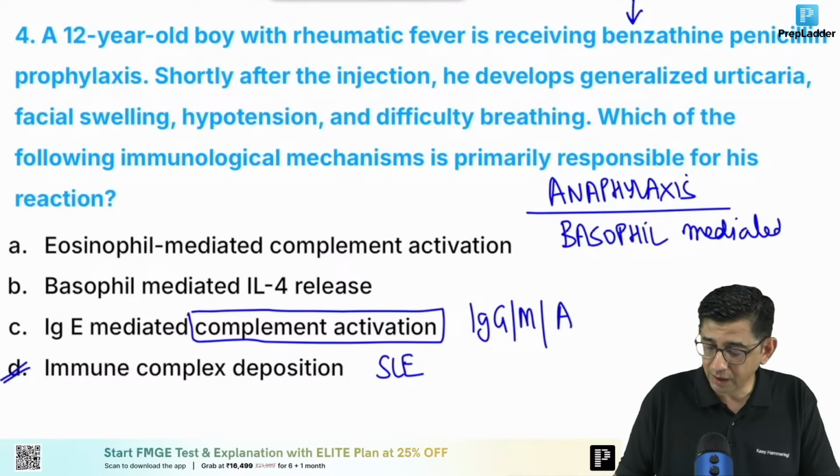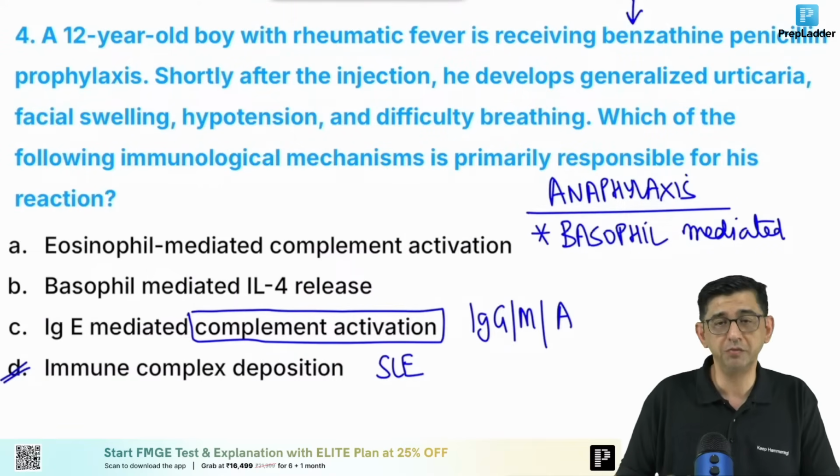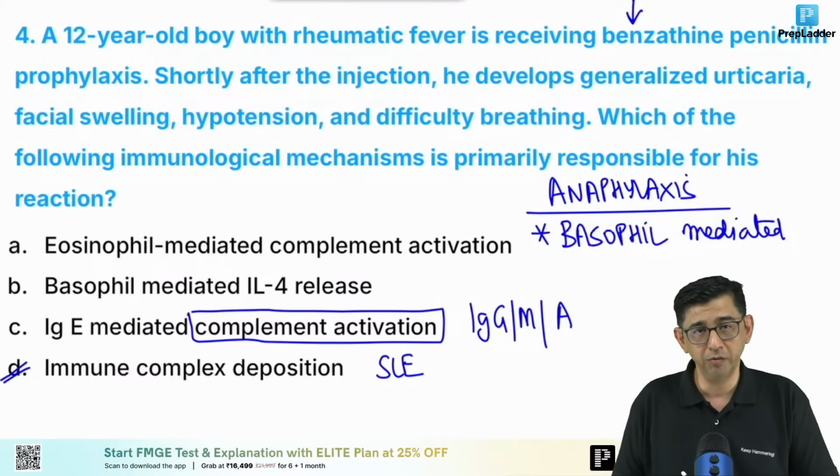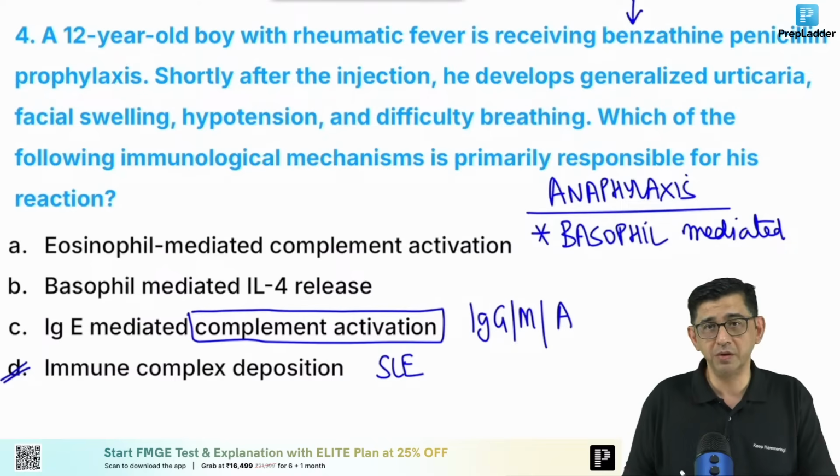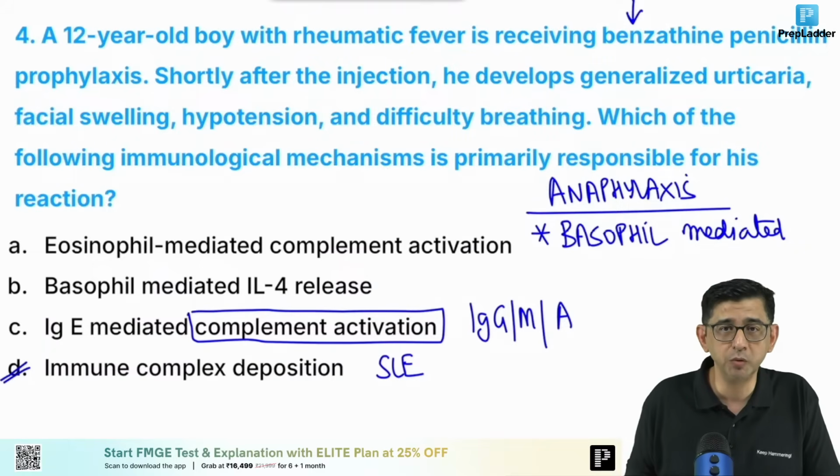Read about anaphylaxis today, read your notes again. If you got this question correct, cool. If not, you need to read your notes again because 3 and 4 constitute silly mistakes, and silly mistakes are the ones which pull down the score. So we need to minimize those silly mistakes that we tend to make.